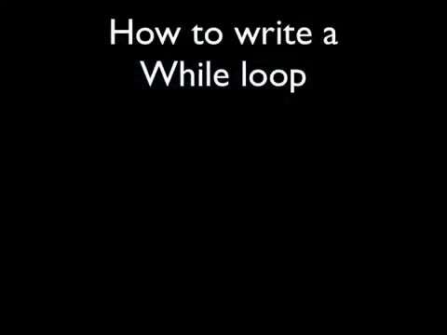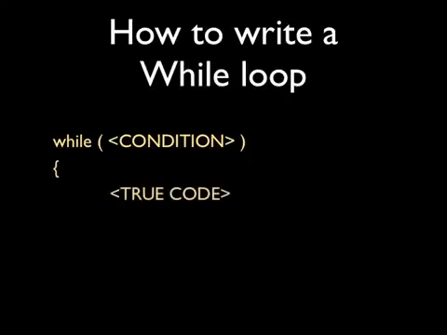So how do we write a while loop? It's very simple. It's just while, then the condition in brackets. That's any Boolean logical condition. So we just open the bracket, we have the true section for the code, and then we close the bracket.